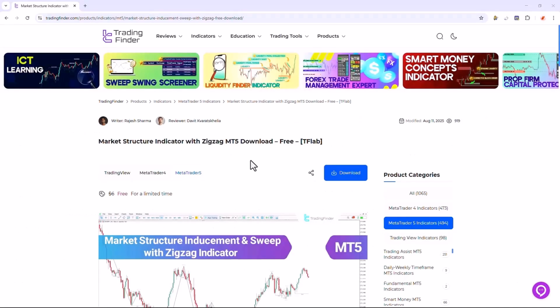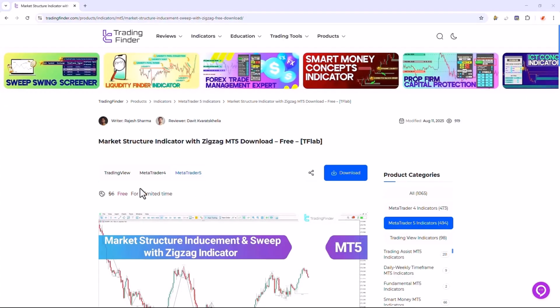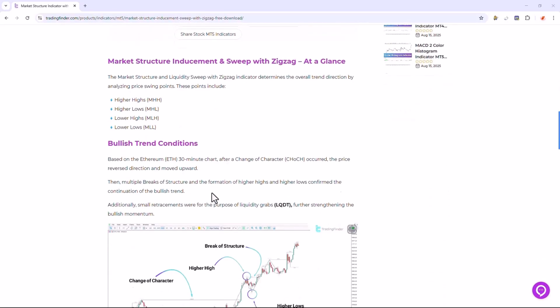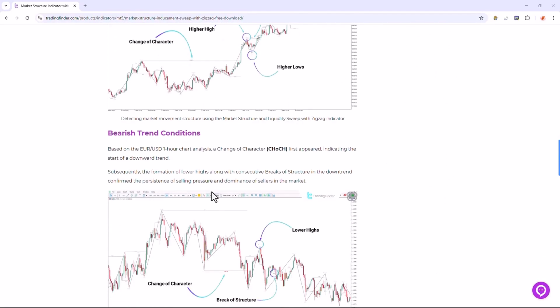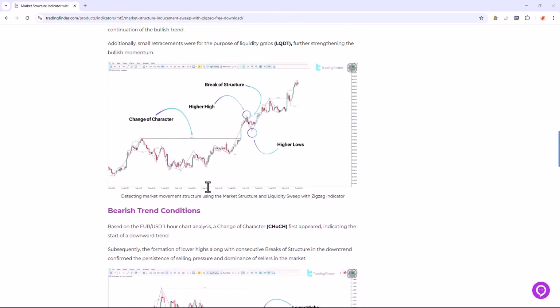The market structure inducement sweep with Zigzag Indicator is available for various platforms on the TradingFinder website. From this section, you can download the indicator file for MetaTrader 4 and MetaTrader 5 platforms and run it on your chart. Additionally, traders can read this page to learn about the indicator's functionality and how it works.